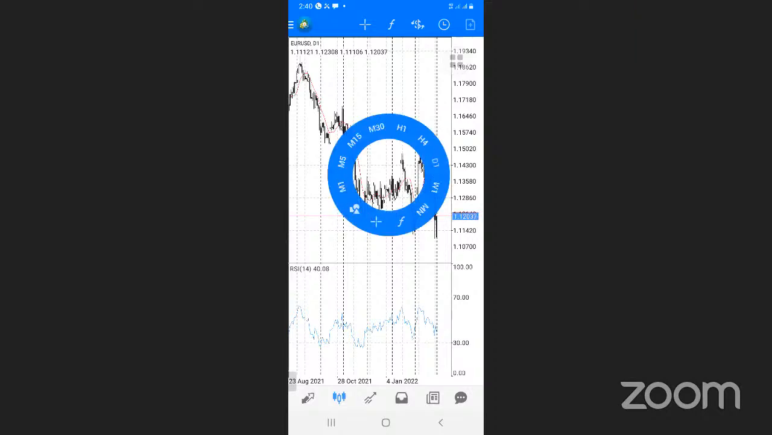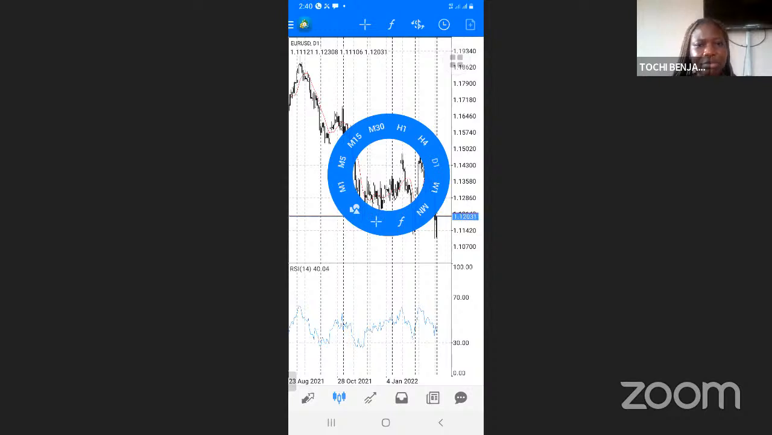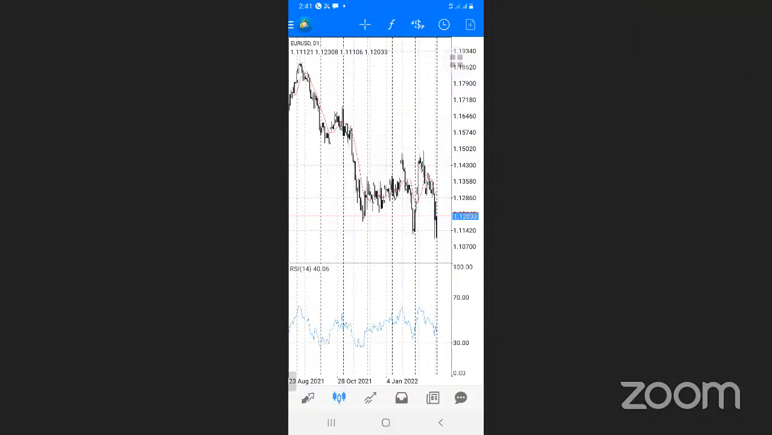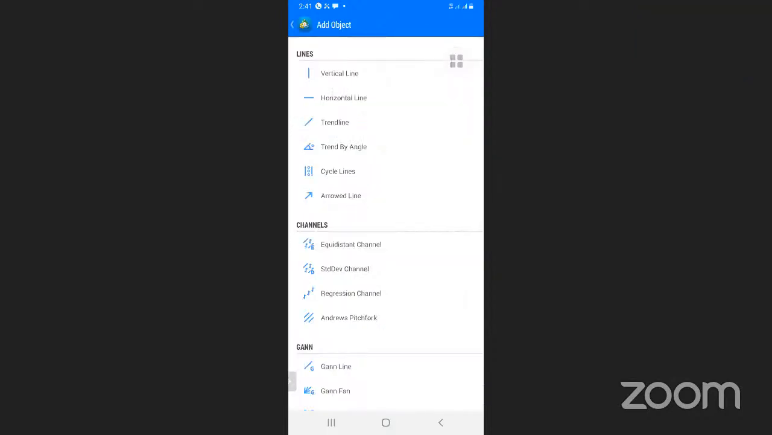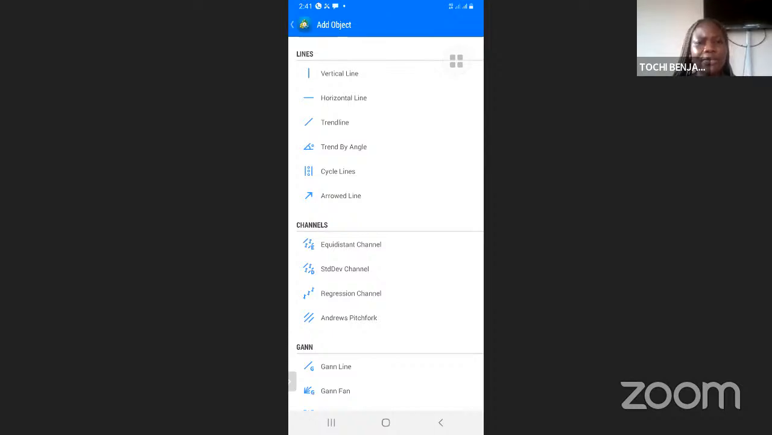Okay, so you can see on the screen of his chart, he has outside the time frames, M1, M5, getting to the monthly time frame. You have an F plus and one other icon that looks like a triangle, circle, and all of that. So tap on the triangle icon. Okay, so from here you can see vertical line, horizontal line.